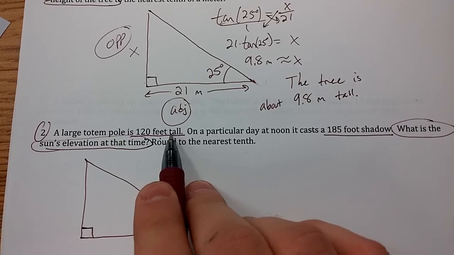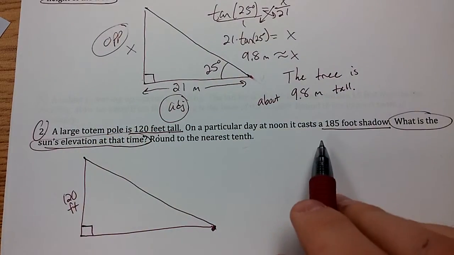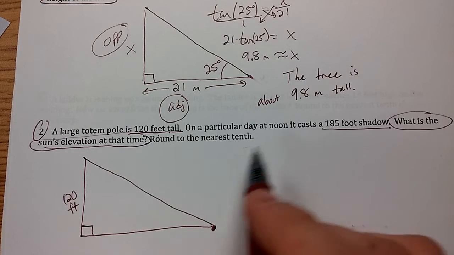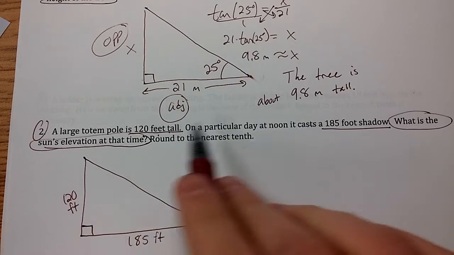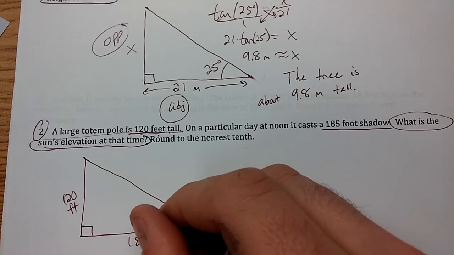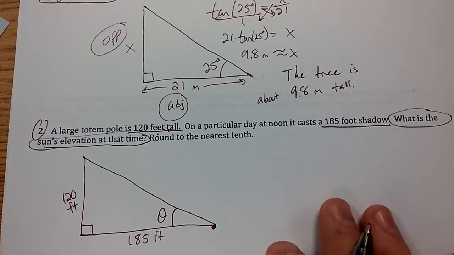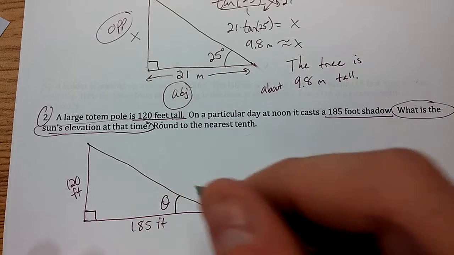120 feet tall, label that here for the vertical length. Shadow, 185 feet, is going to be down here on the ground. Sun's elevation, that's going to be your angle of elevation right here, which we'll call theta, or you can use phi, doesn't matter. So you're looking for theta, the angle.